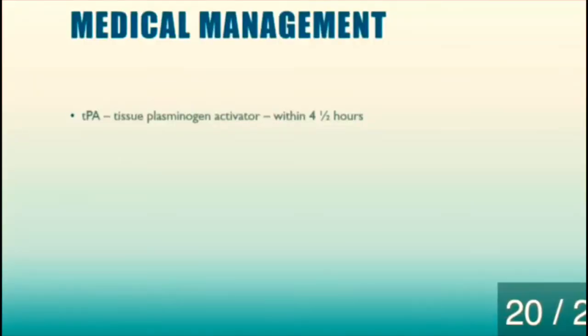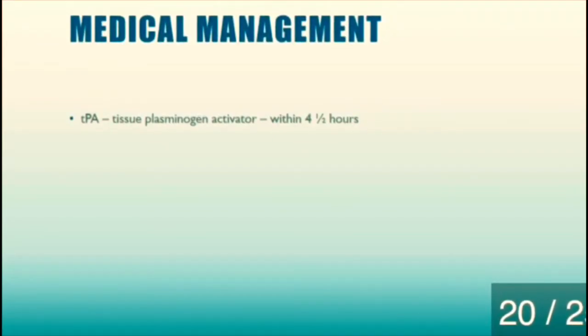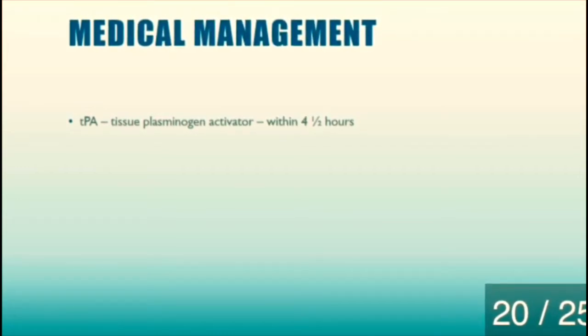To medically manage this type of stroke, we want to start with giving TPA. And TPA stands for tissue plasminogen activator. To summarize it, it's basically a clot buster. This clot buster has to be given within 4.5 hours of the onset of the stroke. If it's not given within this time frame, it basically won't help and it can be harmful essentially. So you want to make sure that the patient receives the TPA within 4.5 hours.